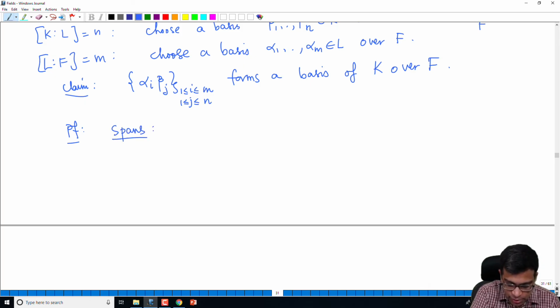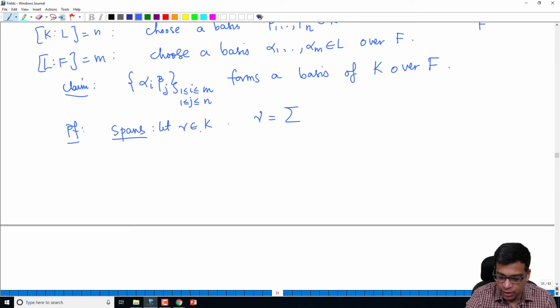Again, remember as in the earlier theorem of this video, basis means it spans and is linearly independent. So to prove that it spans, let us choose an arbitrary element gamma in K. We can write gamma, so I'll quickly do this, it's not difficult at all. So gamma is in K and K has a basis beta 1 through beta n over L.